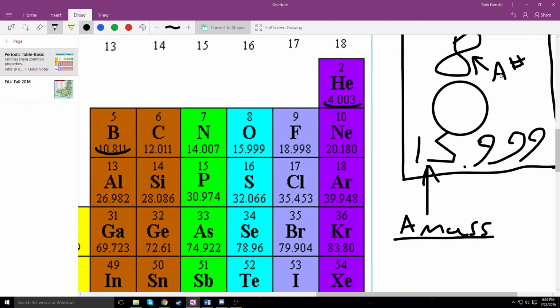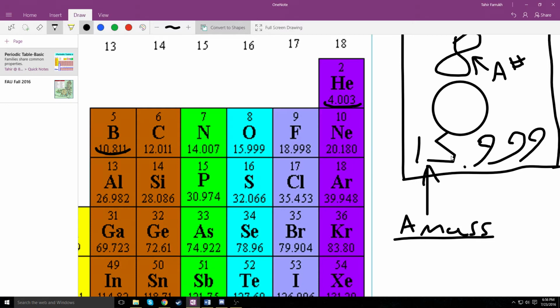Let's talk about that one first. Well, the atomic number is the amount of protons and electrons found in the most stable isotope of the element. So normally, oxygen has 8 protons and 8 electrons. This number down here is called the atomic mass, and we already said that.